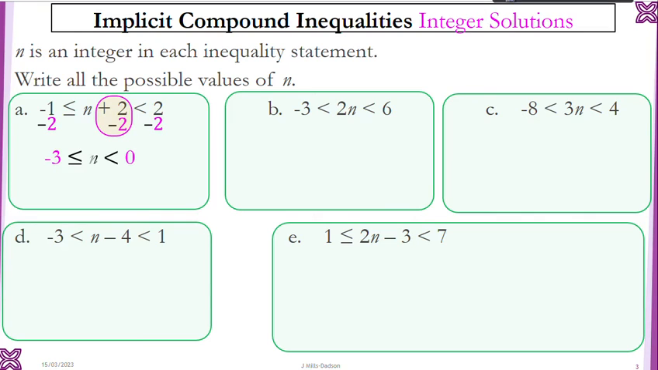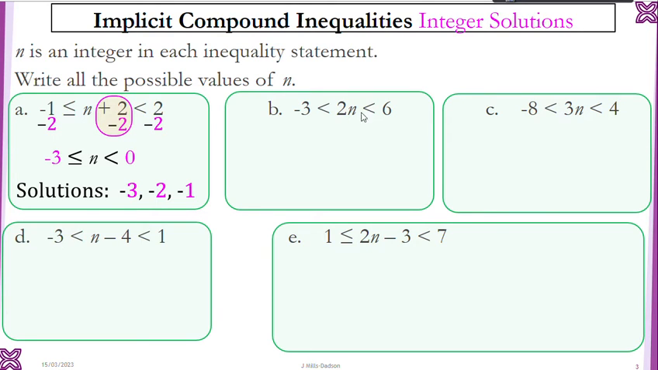So when you work it out, you now have n is bigger than or equal to negative 3 and n is less than 0. So that will help you list your answers, and that will be negative 3, negative 2, negative 1. Note, we included negative 3 because n is bigger than or equal to. We did not include 0 because n should be less than 0. So we ended at negative 1.